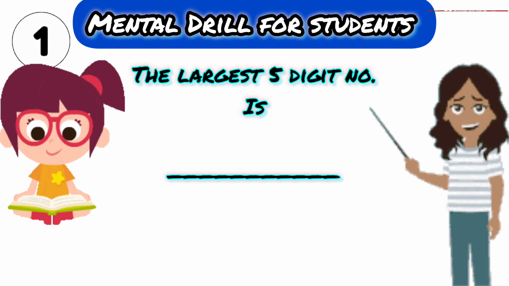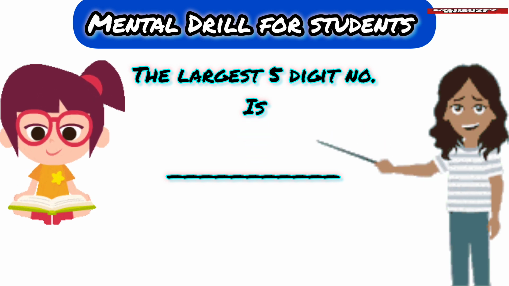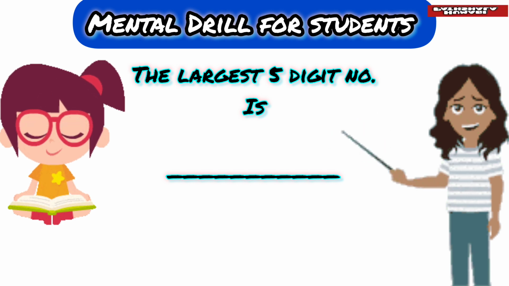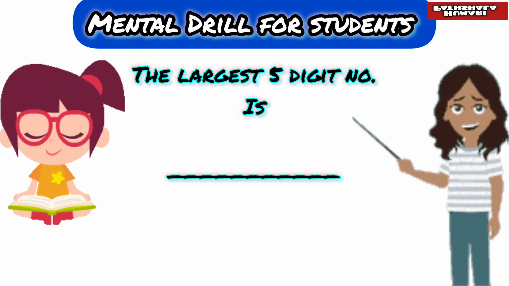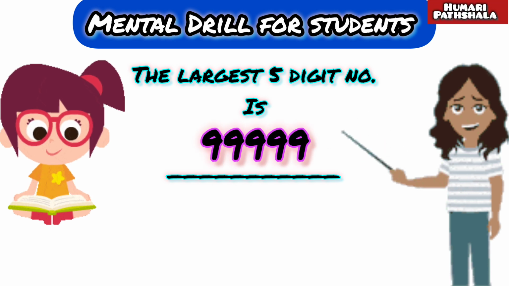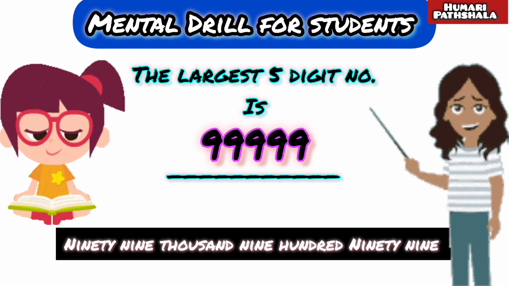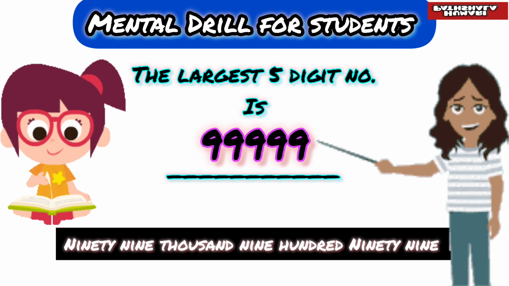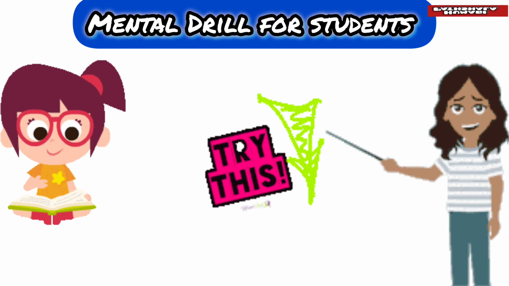First question. The largest 5-digit number is... Let us try to solve this question. Children, the greatest number of any digit will be the bunch of 9. Means, the number contains only 9 in all number positions. As many digits as asked about, there will be as many 9s. For example, 99,999. 5 times 9. You can write 5 times 9 here. The largest 5-digit number. Let us try one more question.